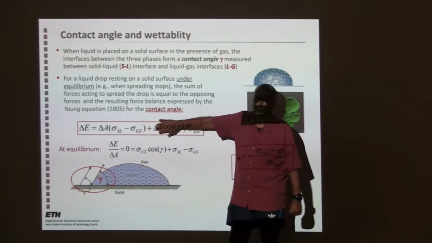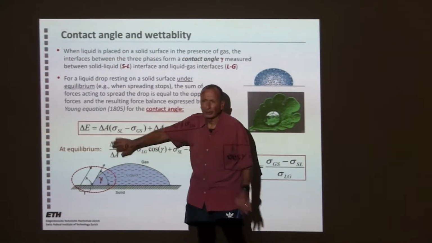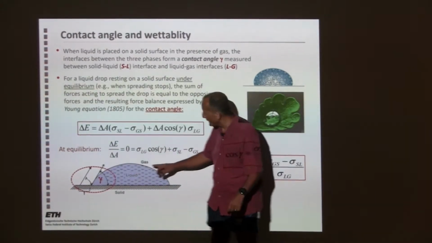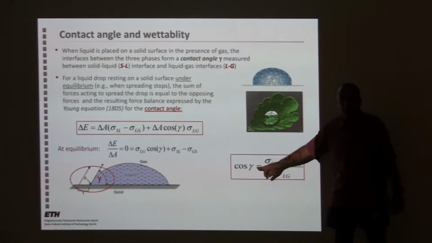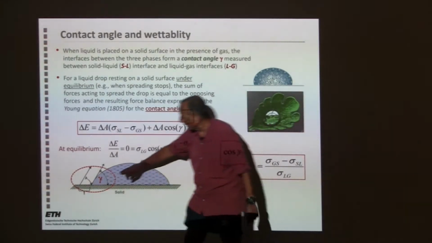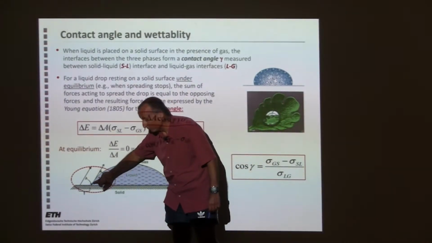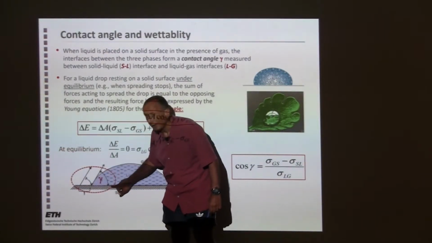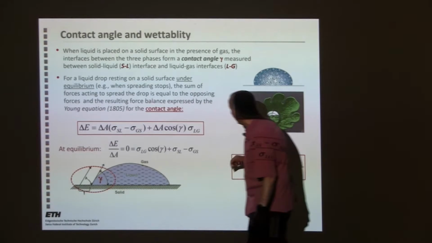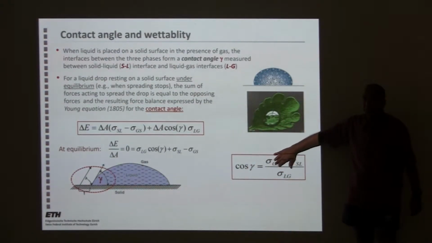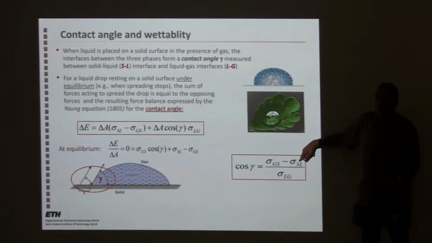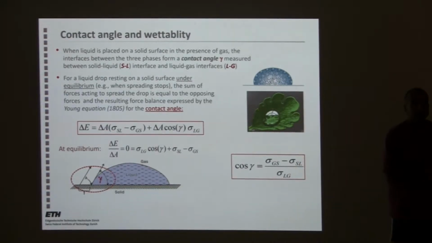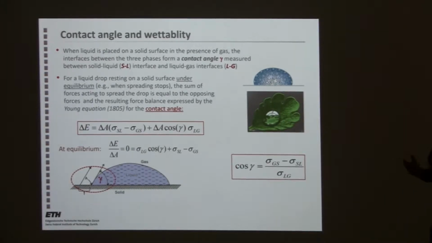But when he described this spreading phenomenon at equilibrium, when there are no more changes in interfacial energy, you end up with this formulation that, upon rearrangement, gives us the contact angle at equilibrium at the contact line between the solid, the liquid and the air, given by the difference in the interfacial energies of the solid uncovered and the solid covered with the liquid, divided by the surface tension of the liquid-gas. Okay.